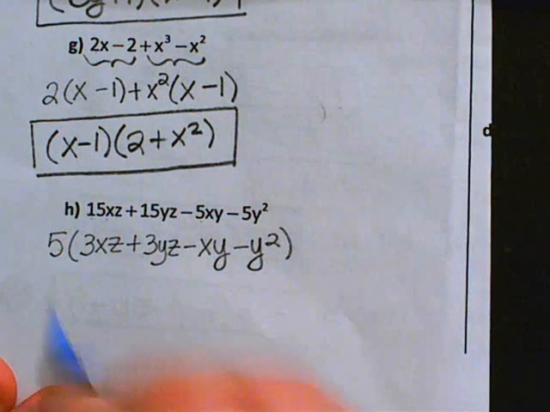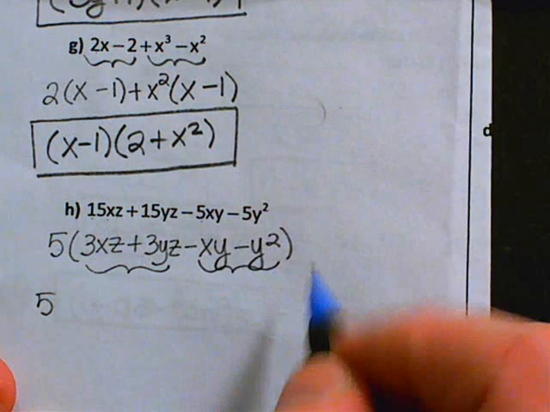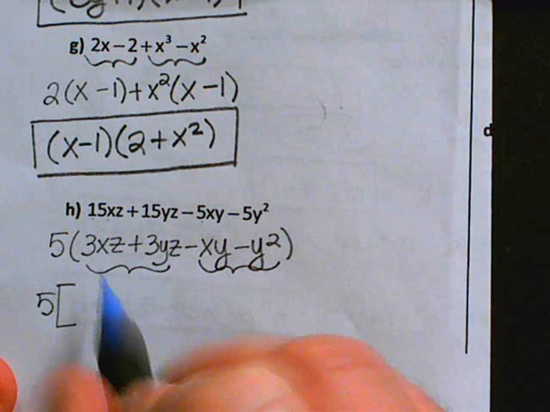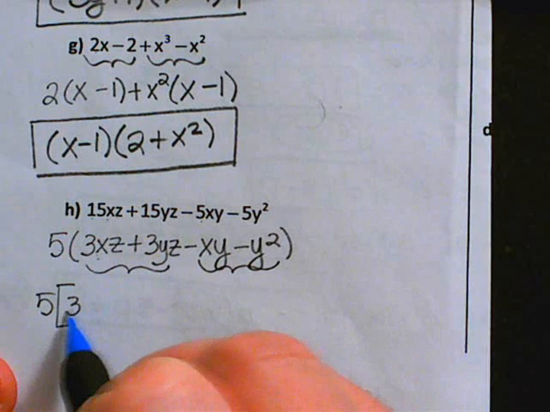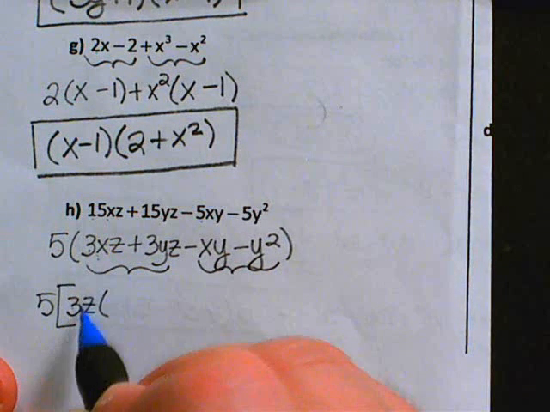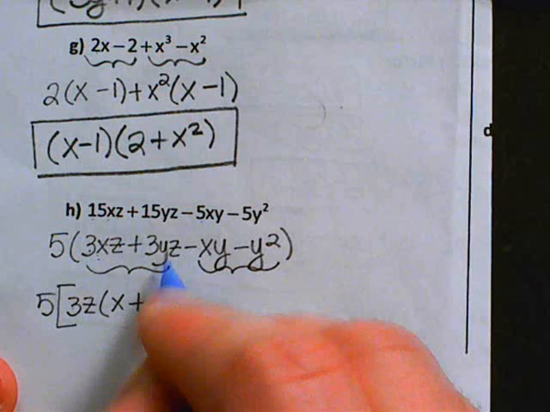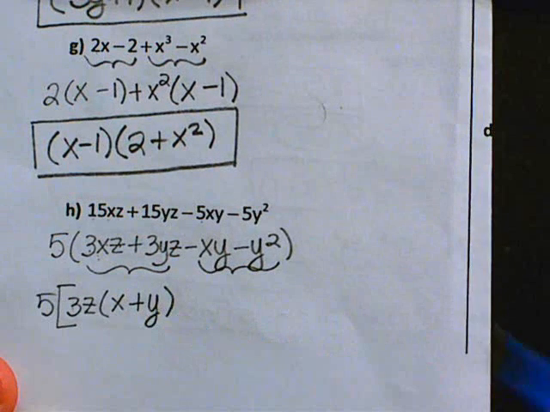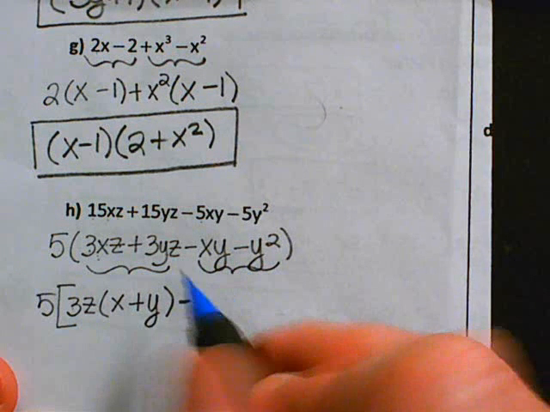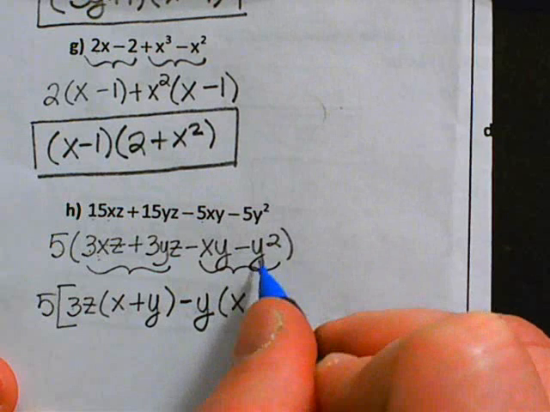Now let's look inside. Can I factor anything by grouping? If I group the first two and the last two? Well, let's take a look. What can I factor from the first two? I can factor out a 3 and a z. 3 divided by 3 is 1. X stays. The z cancels. 3 divided by 3 is 1. The y stays. And the z cancels. On the last two, bring down the negative. What can I factor from these two? Answer is a y. Negative xy divided by negative y is x. Negative y squared divided by negative y is positive y.